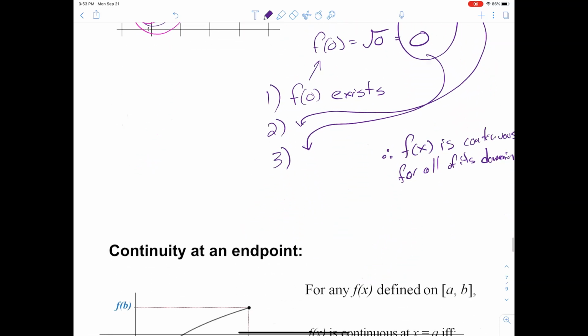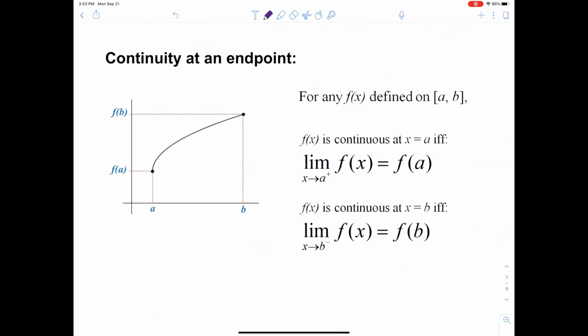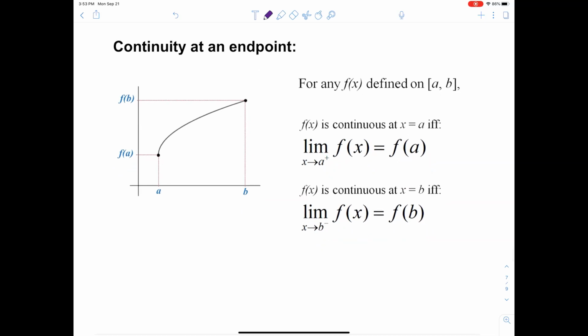How do you check continuity at a point? Basically just like what we did. You only have to check half of the limit, the right-hand side limit or the left-hand side limit. So here are some definitions of continuity at endpoints. If you care to jot it down, you may, but just know that it's a slight variation on the definition of continuity as a whole. You just only have to check one side of the limit rather than both.